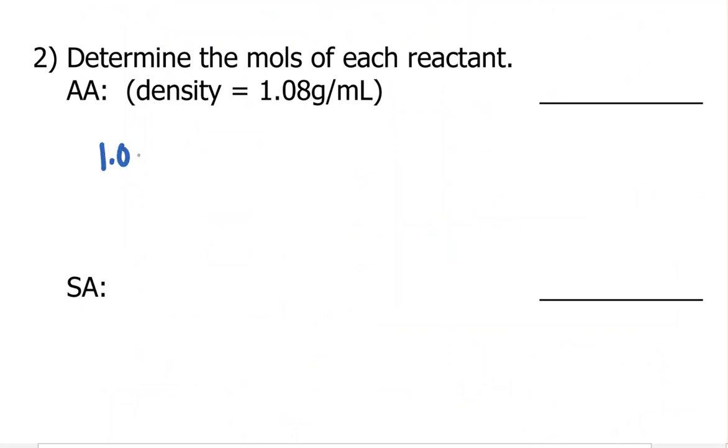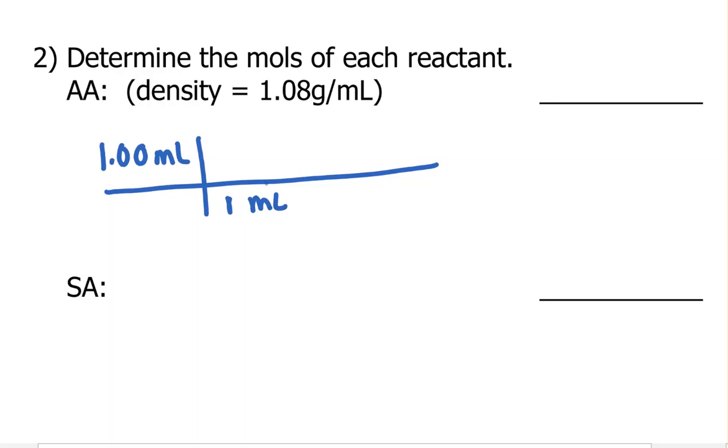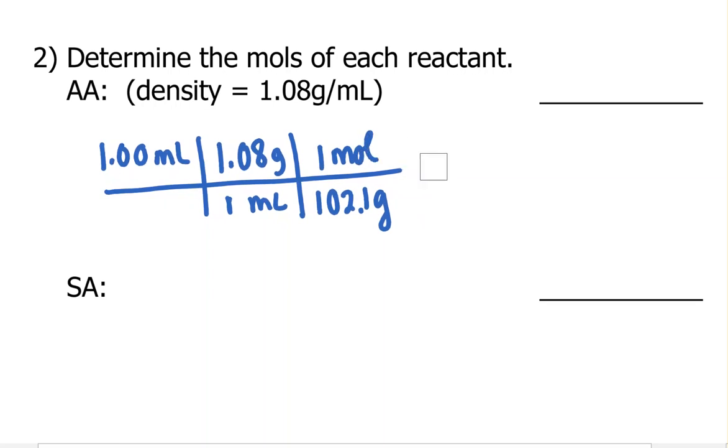The acetic anhydride is kind of different because it is a liquid. So instead of weighing it out, we're going to get a volume in our graduated cylinder. This is not the volume you use, by the way, but in this example. And so we need to use its density to convert it to grams. And then from grams, we go to moles using the molar mass.